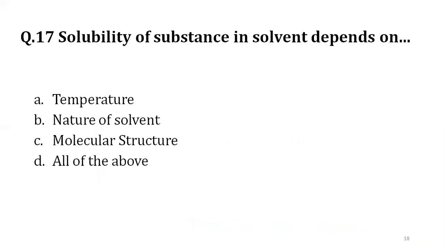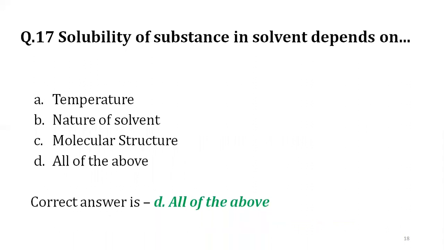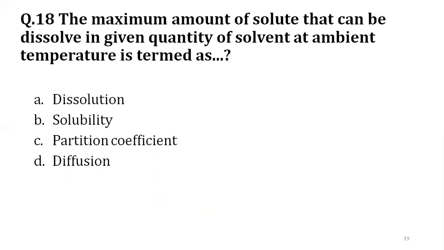Question number 17. The solubility of the substance in a solvent depends on option A, temperature, B, nature of the solvent, C, molecular structure, and D, all of the above. Okay, so the correct answer is D, all of the above. Many factors affect the solubility. So temperature, then nature of the solvent, molecular structure, then you can say polarity, then pKa, dissociation constant. So from the above options, the correct option is all of the above.